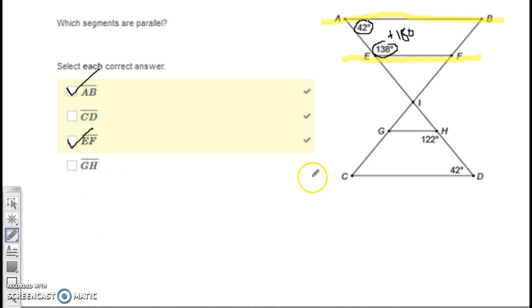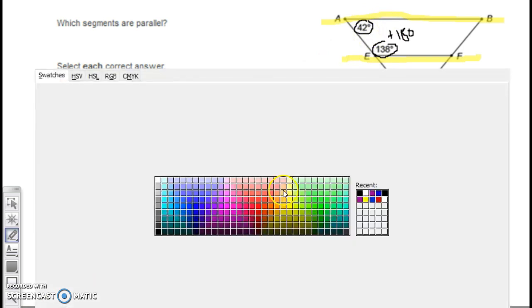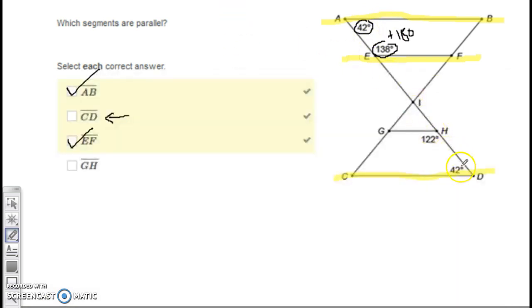And now I'm going to come down here. Let's see what's next. Let's go in the order here. Next it asks about CD. So I'm going to highlight CD, and I'm going to see if that is parallel to either one of those. So I'm just going to use this angle, which is 42. Oops, I thought I had a pen. I didn't.